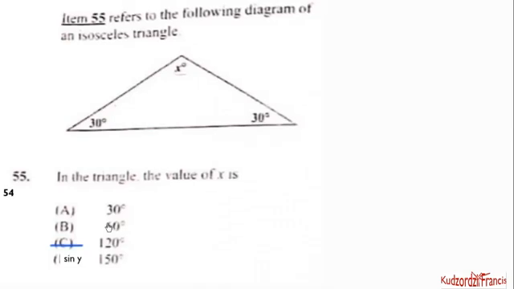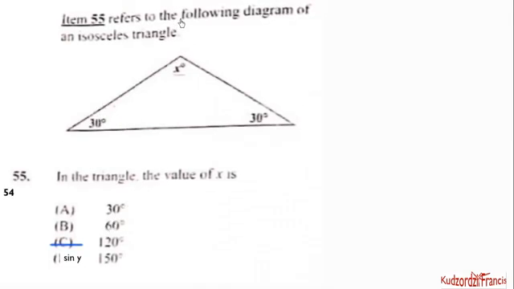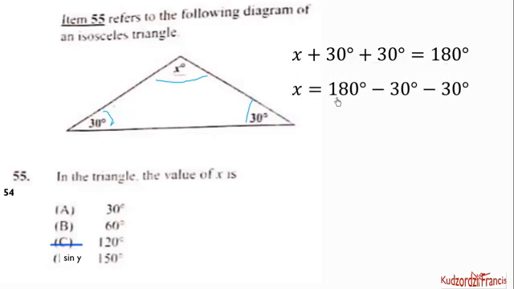Now, let's look at item 55. Item 55 refers to the following diagram of an isosceles triangle. We know that in an isosceles triangle, the sum of the interior angles 30, x, and 30 should be equal to 180. To find the value of x, we sum up the angles and equate to 180. This will give us 180 minus 30 minus 30, which is the same as 180 minus 60, and that will give us 120 degrees. So the correct answer is option C.